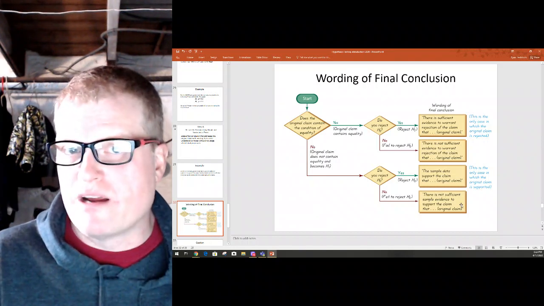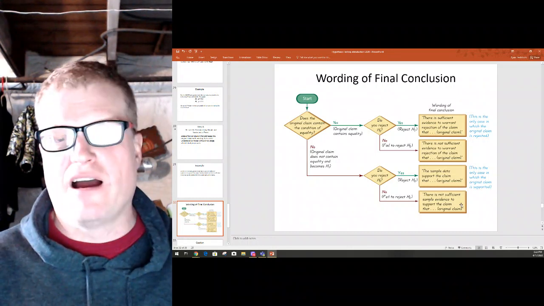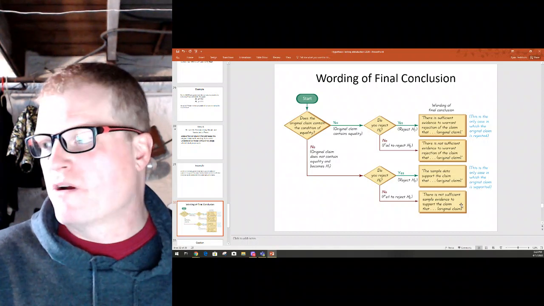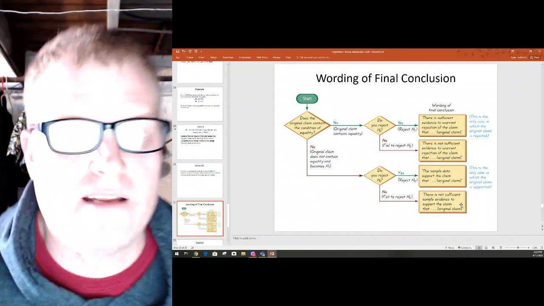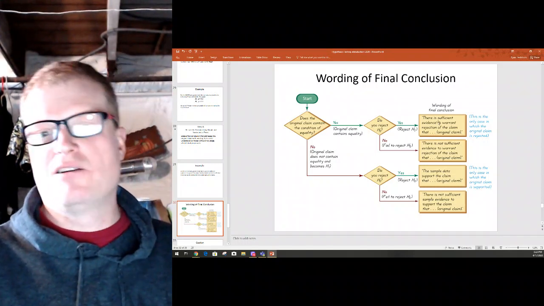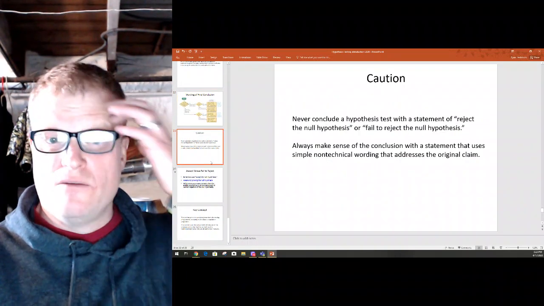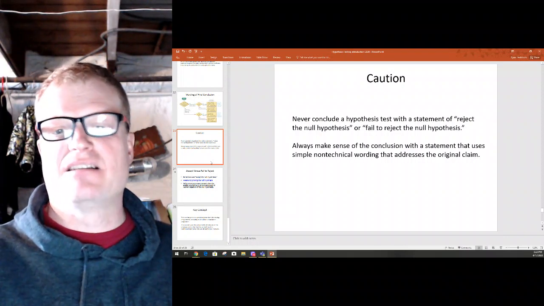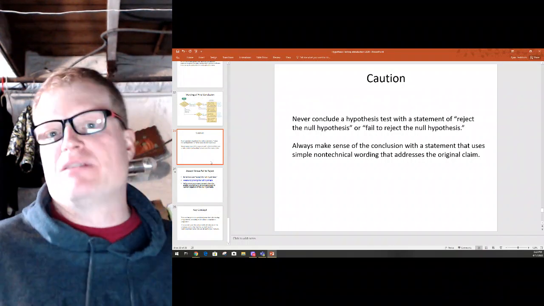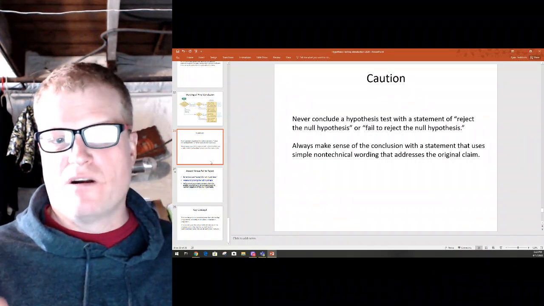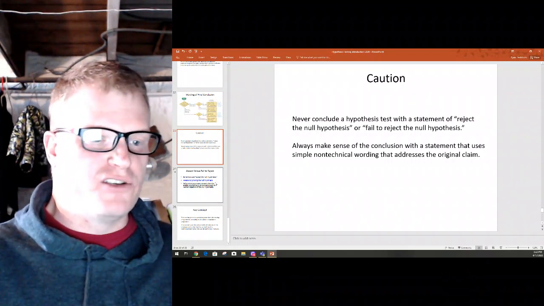But it was close, right? Remember, it was 0.0548, and we were looking for a threshold of 0.05. Usually when you report your results in a professional manner, you only report your p-value, and then the reader makes conclusions based on that. All right, so let's finish this up. We never actually conclude a hypothesis test with a statement of reject the null or fail to reject the null. You've got to put it in layman's terms, be able to explain it to your friends. We want to make sure the conclusion uses simple non-technical wording that addresses that original claim.